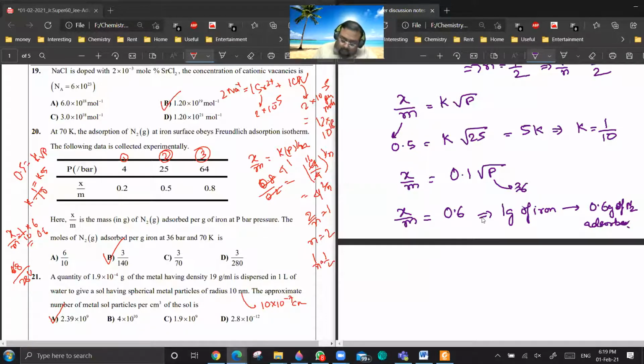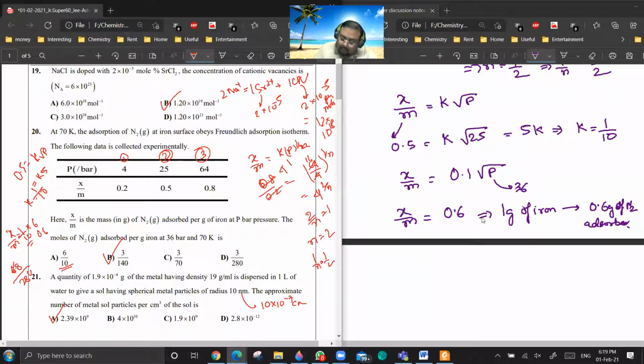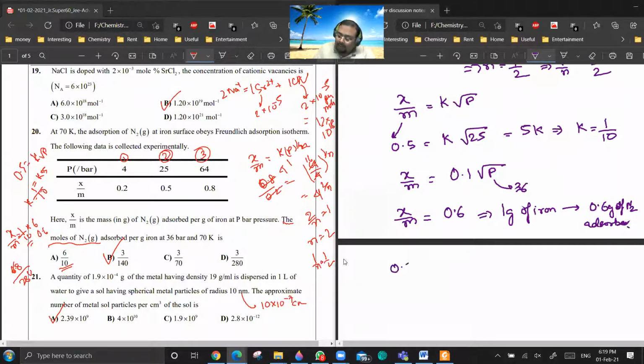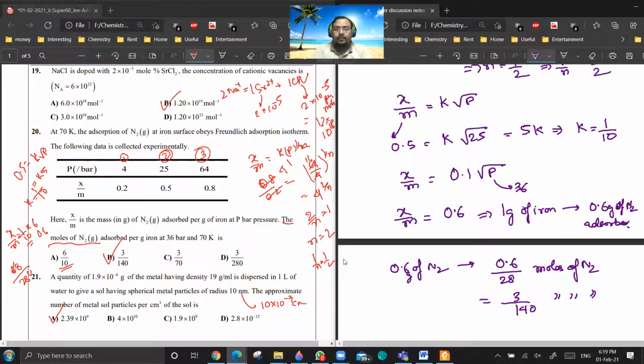Now, 0.6 grams of N2 will be how much? They're asking in terms of number of moles. That's why a lot of people must have got 6 by 10 as the answer, but they're asking in terms of moles. So 0.6 grams of N2 will be how much? 0.6 by 28 moles of N2. Yes, that will be 3 by 140 moles of N2. Is it clear? That's very good.